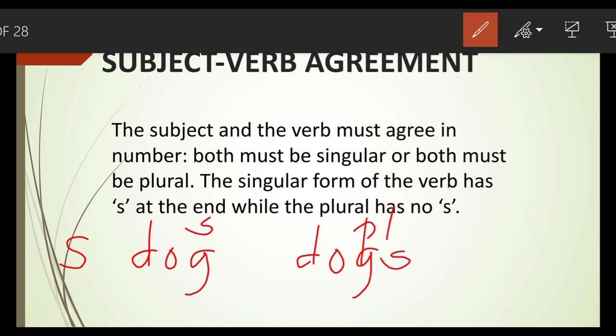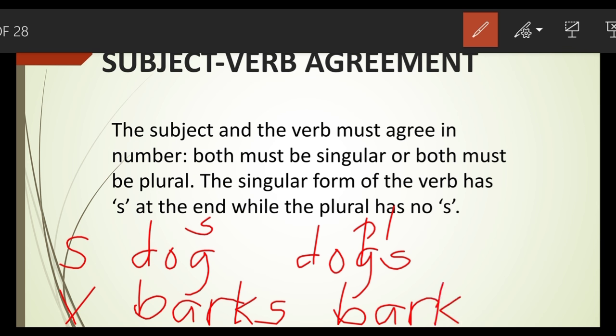Sa verb, magkabaliktad. Let's say for example, the verb is bark. It should have an S at the end kasi ang subject natin ay dog. It should be the dog barks. So ang singular form of the verb ay may S sa dulo. While sa plural form naman, dapat walang S. So our sentence here will be the dogs bark. Sa singular, the dog barks.